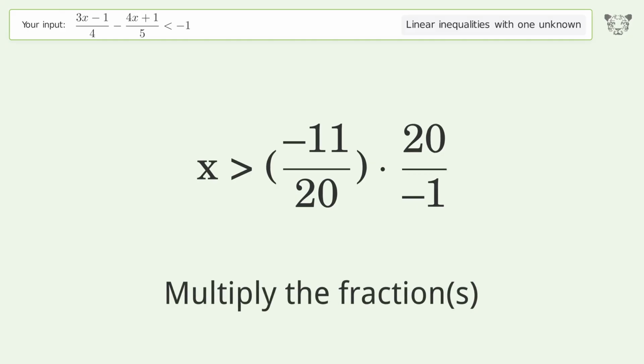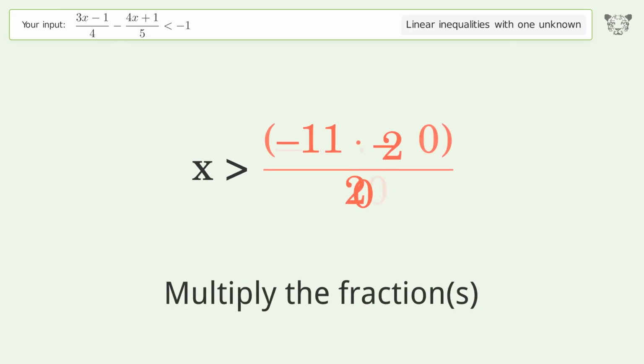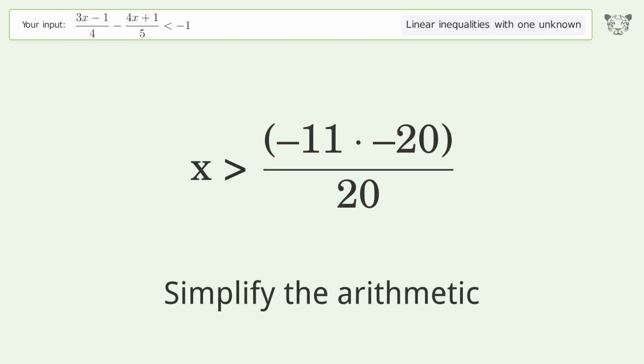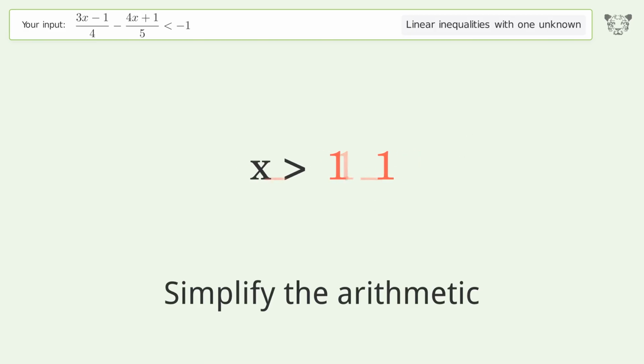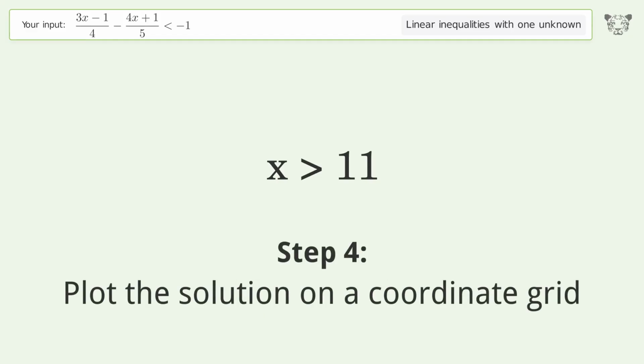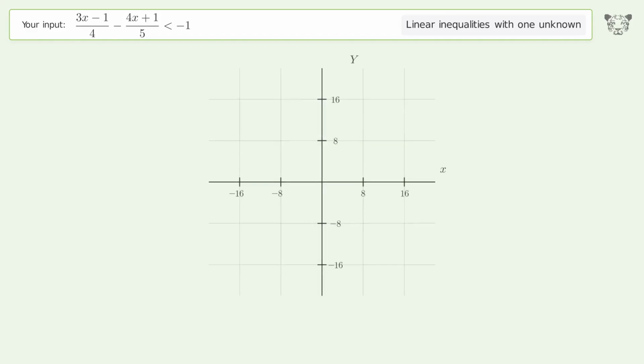Multiply the fractions. Simplify the arithmetic. Plot the solution on a coordinate grid. And so the final result is x greater than 11.